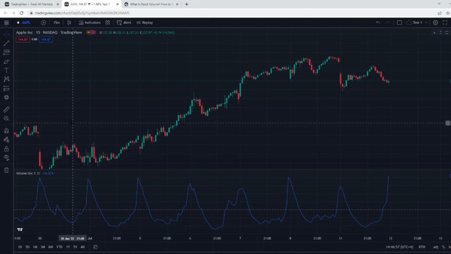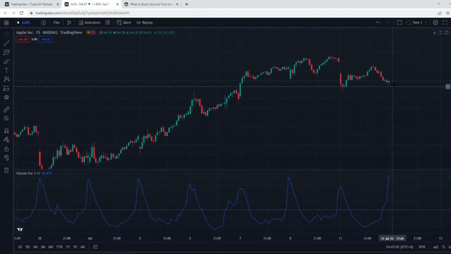Here we have Bank of America, and as you can see, prices went down to this level and up again, making this a key support line. And as prices went back to this level again, we spotted a bullish engulfing pattern, which is a bullish signal, and the volume oscillator is also increasing.